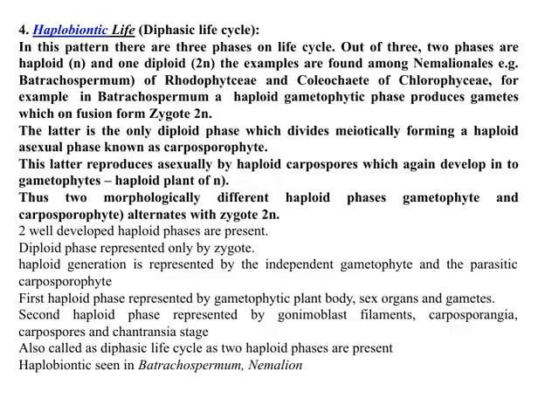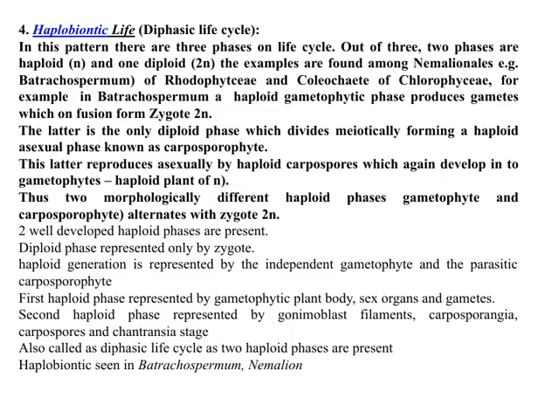Now, focusing on Batrachospermum, the haploid gametophytic phase produces gametes, and when these gametes fuse, they form a zygote that is diploid, or 2N. This zygote is the only diploid phase in this cycle. It then divides meiotically, which leads to the formation of a haploid, asexual phase called the carposporophyte. The carposporophyte reproduces asexually by producing haploid spores called carpospores. These spores develop into new gametophytes, which are haploid plants with N chromosomes.